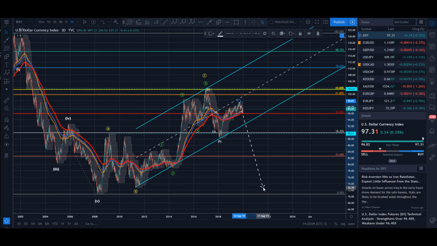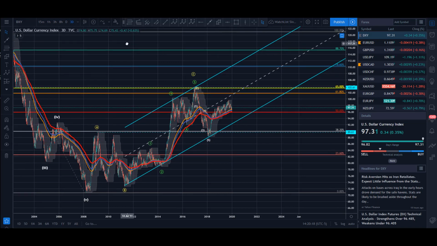Now it's too soon to make that prediction that we're going to see that sort of dramatic sell-off in the dollar. Of course, at the rate that they're printing dollars, you could kind of see how that could happen. But it's too soon to go there.